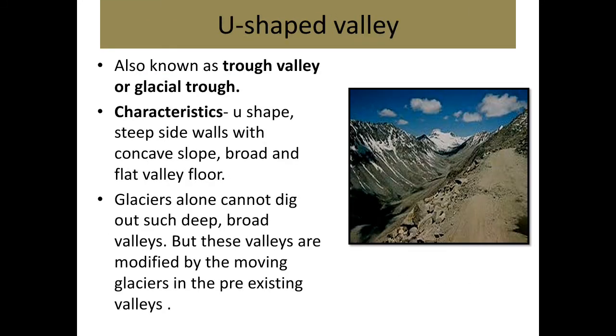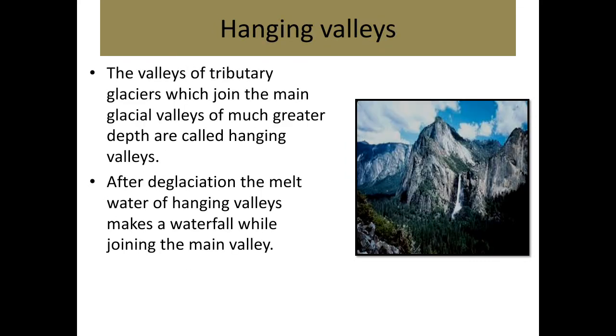U-shaped valleys: we can see that it is in the U shape, but these valleys are formed in already pre-existing valleys. In these pre-existing valleys, the glacial action forms such a U-shaped valley. These are also called trough valleys or glacial troughs. It has U-shaped steep-sided walls with concave slope and a broad and flat valley floor. The glaciers alone cannot dig out such deep, broad valleys. That's why I said that these are pre-existing valleys which the glaciers modify.